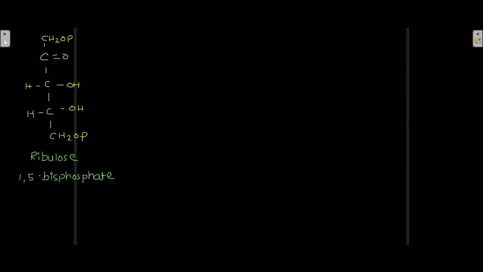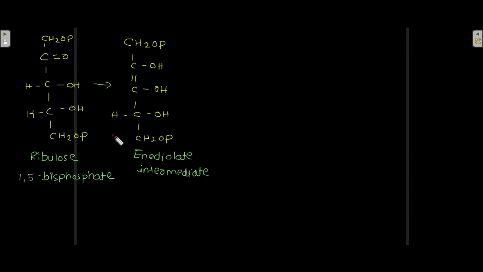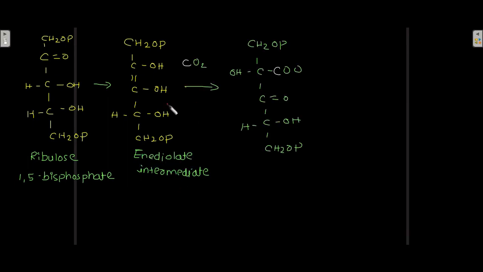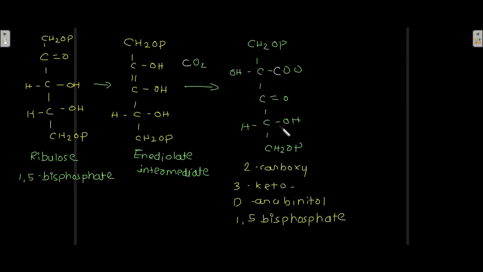So let's look at the overview of this carboxylation step of the Calvin cycle. You start with ribulose 1,5-bisphosphate. Now this ribulose 1,5-bisphosphate gets converted into an enediolate intermediate. In this intermediate there is incorporation of CO2, and that gives rise to this compound, which is known as 2-carboxy-3-keto-D-arabinitol 1,5-bisphosphate. Okay, this carbon in this compound came from the carbon dioxide.